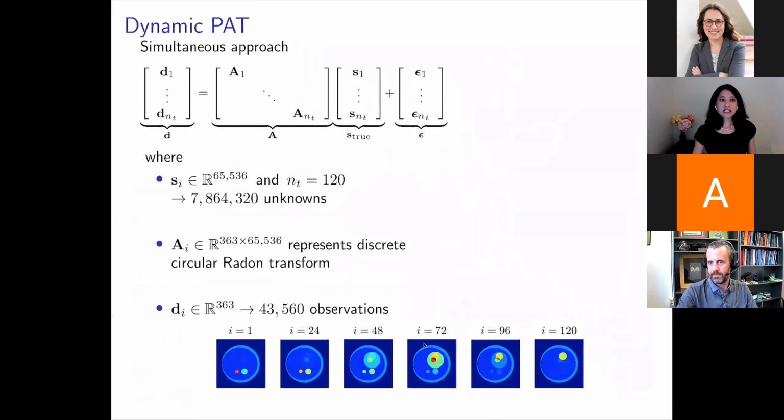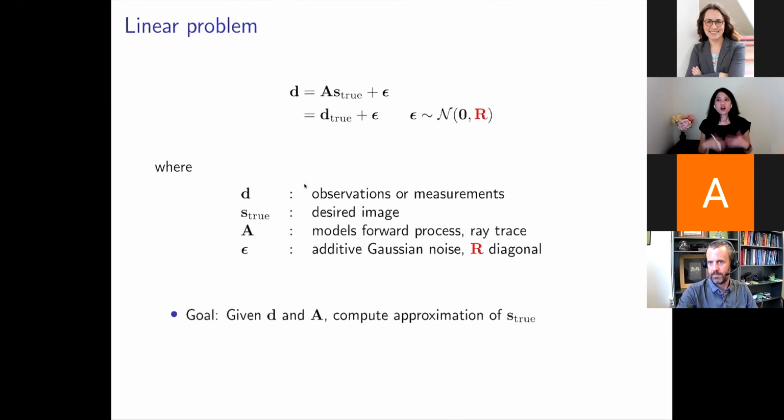Okay, so the idea with the dynamic tomography is that given these observations, in this case we have 43,000 of them, we want to reconstruct the 7 million unknowns in the S true. So you can see the different images in time here at the bottom. Okay, so the main point here is that the number of unknowns here could be extremely large, right? And so oftentimes the matrices that we are dealing with are also very large. So we need methods that can accommodate these challenges.